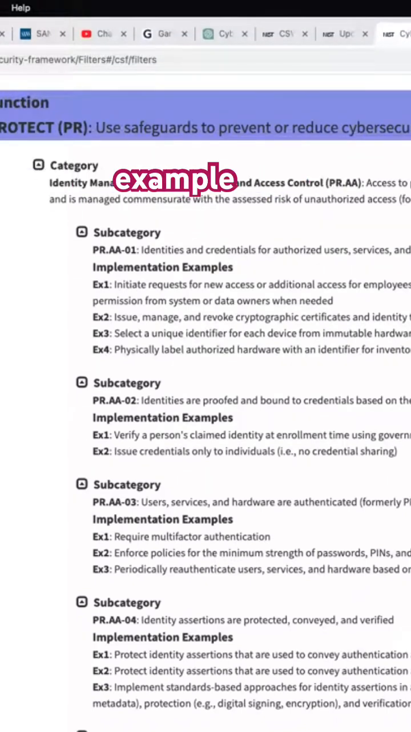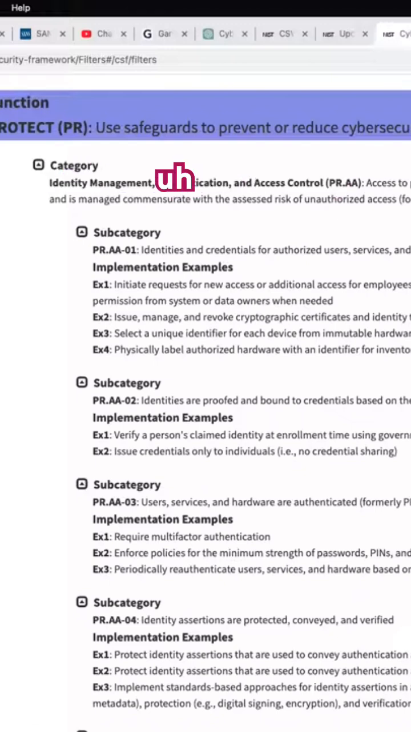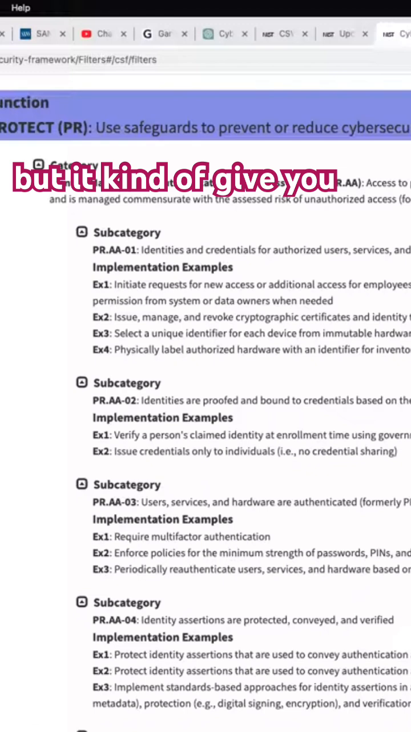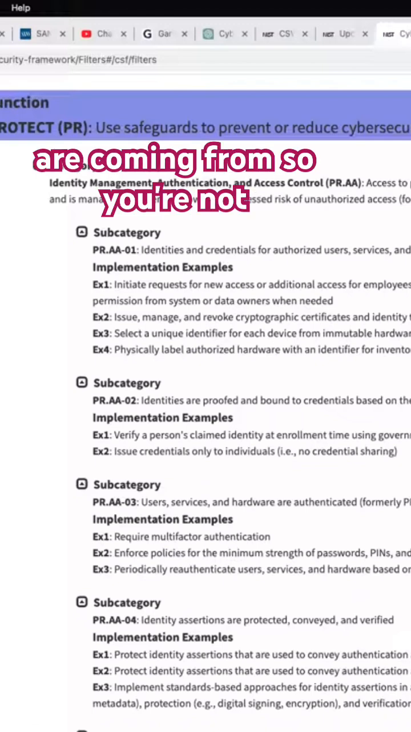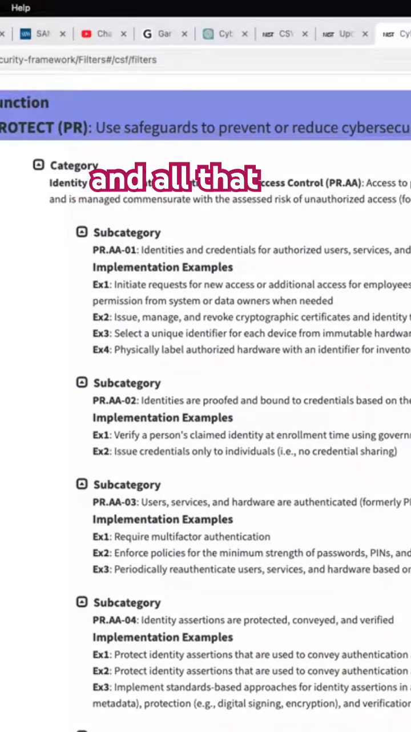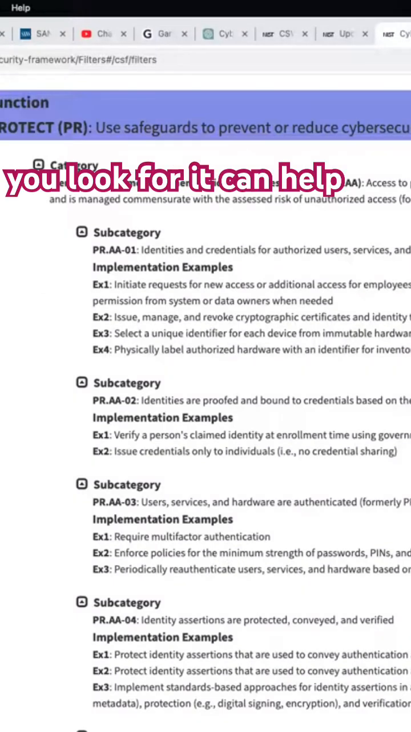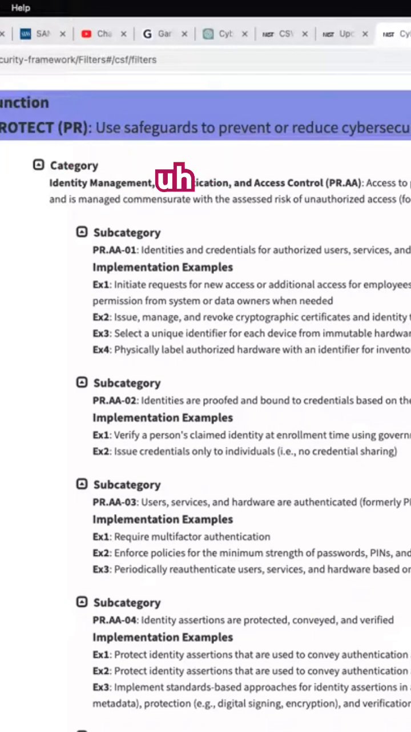And then if you look at example one, initiate a request and all, this is all theory. It can be boring and dry, but it kind of gives you the sense, when you work on the tools and technology, of where these requirements are coming from. You may not like it when audit and all that comes, but these things give you the sense of what you look for. It can help you when you deploy a solution, or when you're in that particular role, not to deploy, but to perform some assessments, for example.